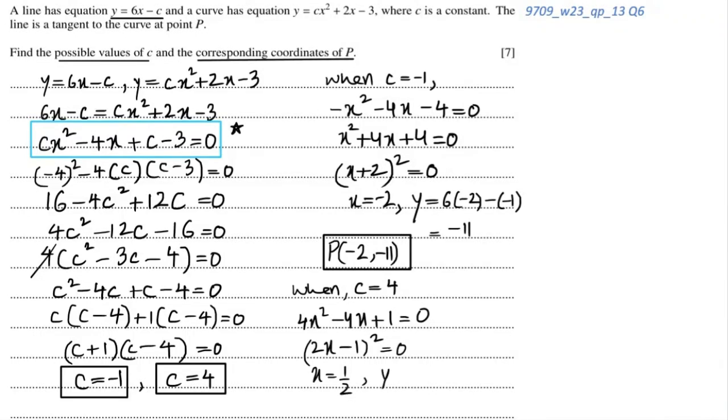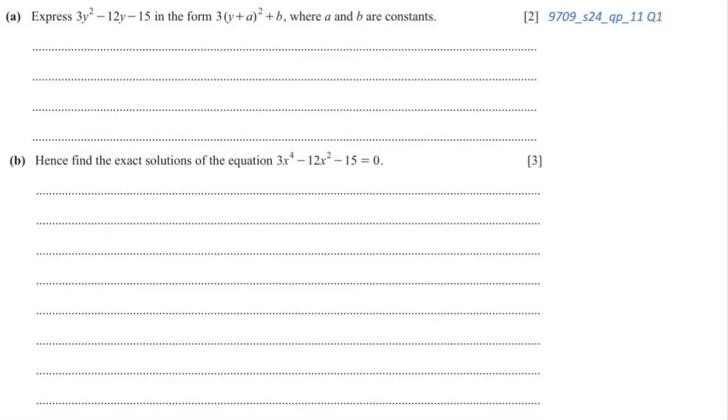Okay, so the y value is going to be 6 times 1/2 minus 4. So 2, 3. This is a minus 1. So another possibility is 1/2 and minus 1. That's it. This one is from summer 24, question paper 1 and question 1 on that exam.